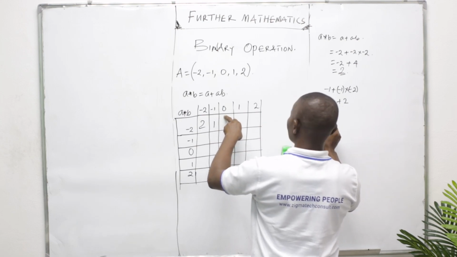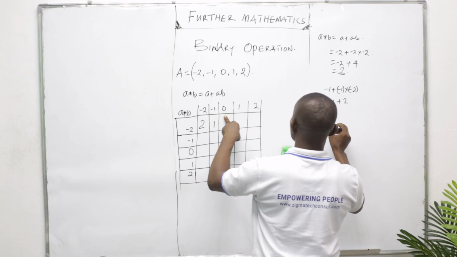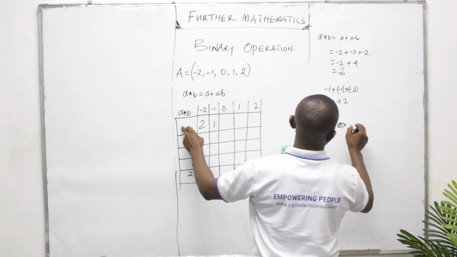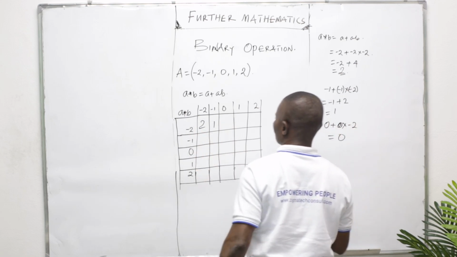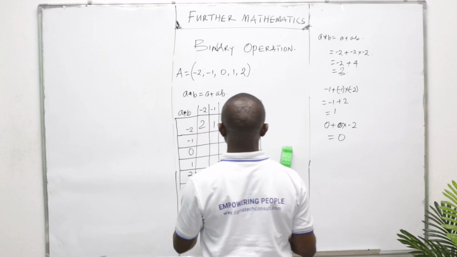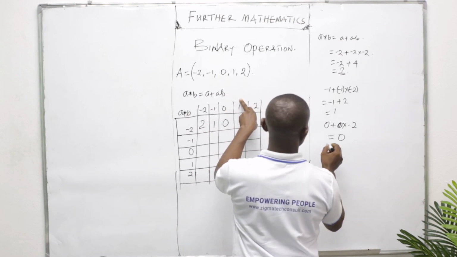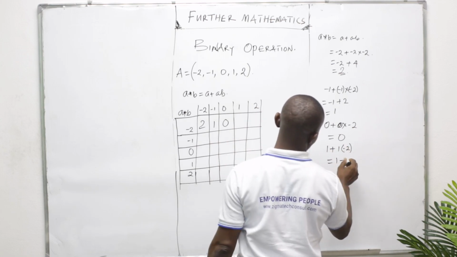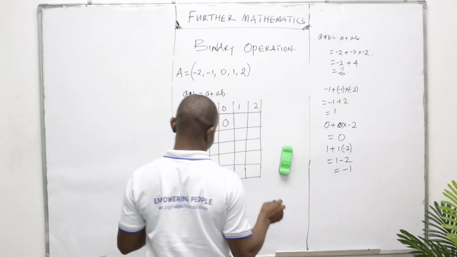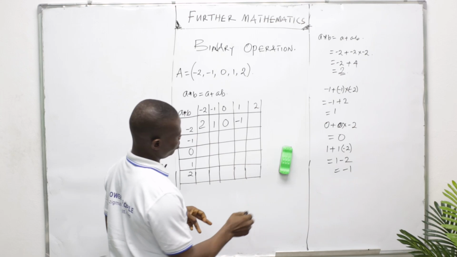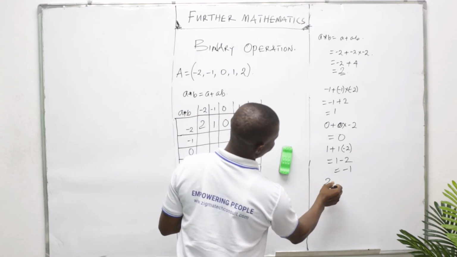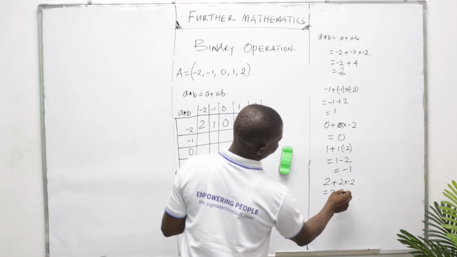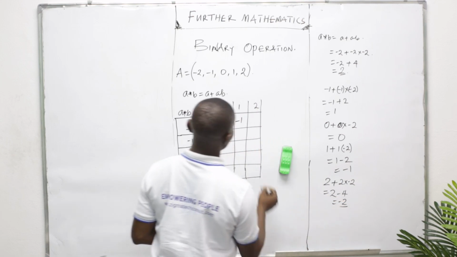This is for 0. 0, that is A, plus A times B, or is B, -2. This will produce what? 0. All of this, 1 plus 1 bracket -2 will give us 1 minus 2 equals -1. You write. Then A, which is 2, plus 2 times -2. This will give us 2 minus 4 equals -2. You write.